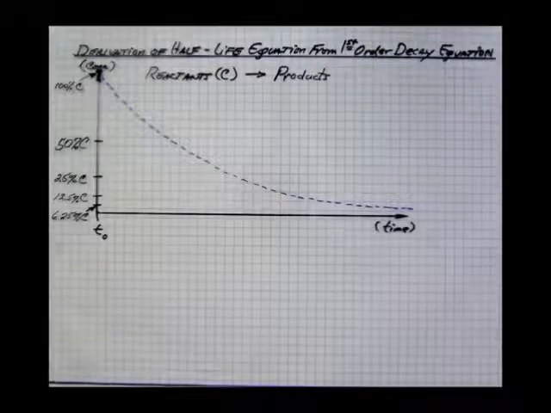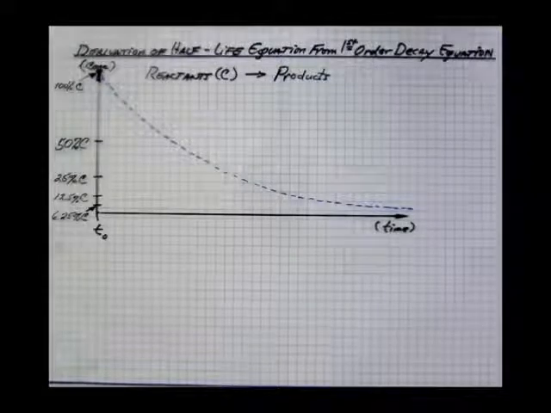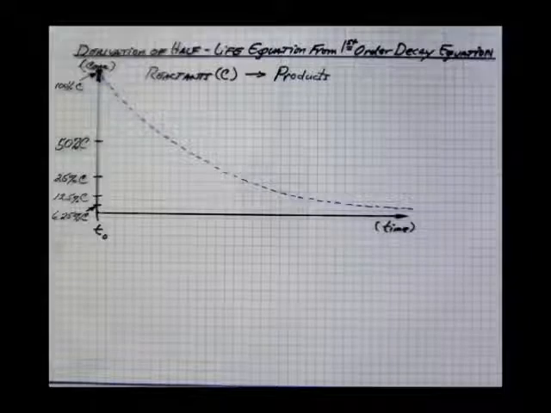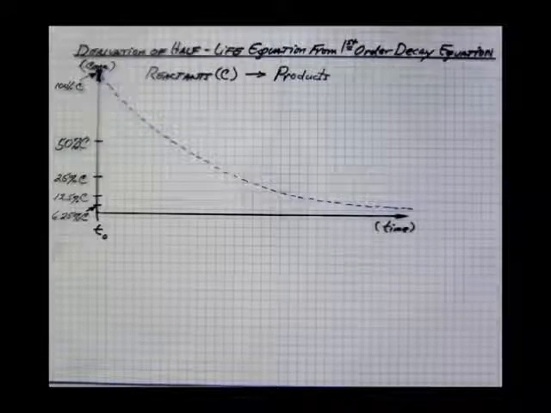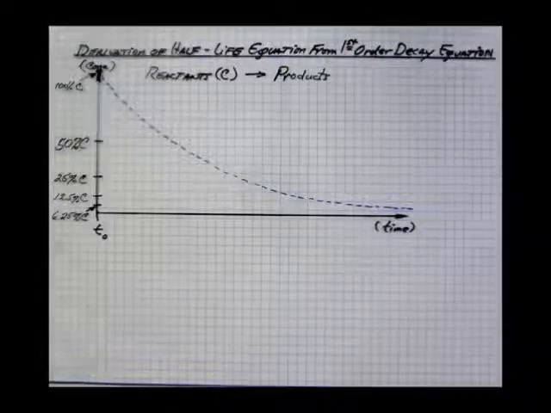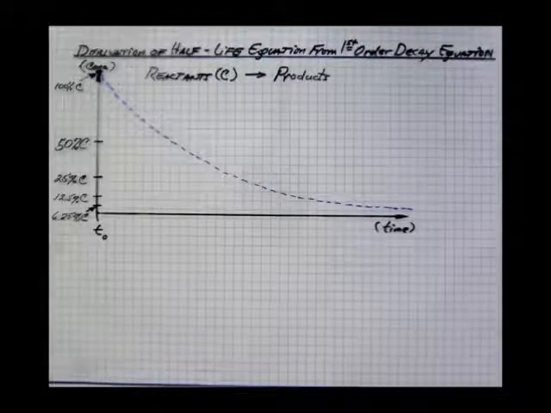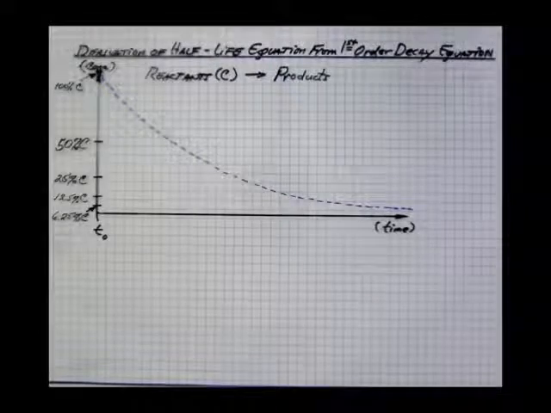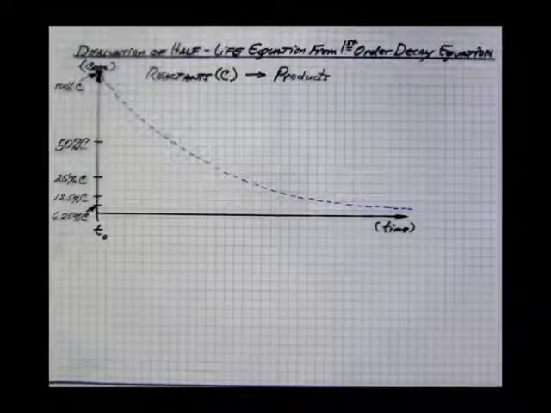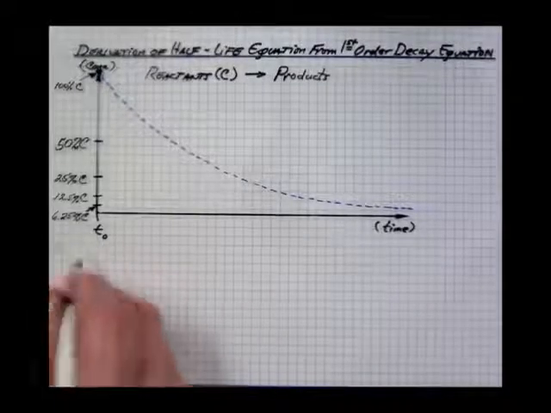Okay, now we want to take a look at the derivation of the half-life equation from the first order decay equation. First thing we need to do is simply define half-life. In the chemical process or radioactive decay process, half-life is used to define the time needed to reduce the initial concentration, whatever you choose, to 1/2 of its initial concentration. So we'll jot that down here.